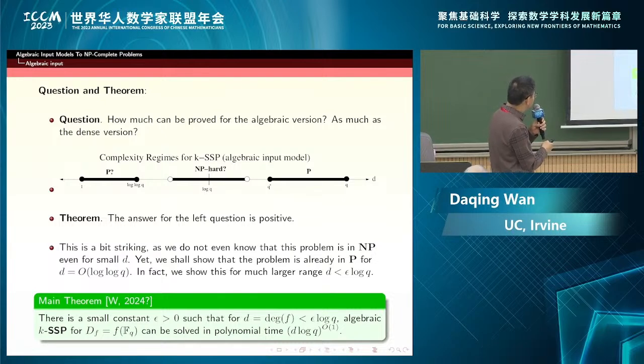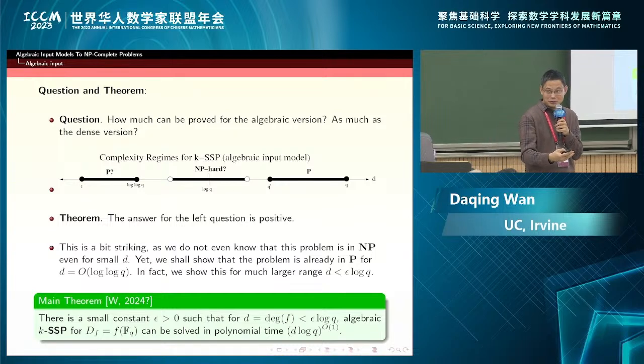So we will show that the answer to this question is actually positive. That is, there's a polynomial time algorithm to solve this problem if D is up to log Q. Now this is a bit striking, because even in this range, we did not previously know that this is in NP. So we cannot prove it's in NP; we just go straight to proving it is in P. Even after I prove it in P, I still do not know how to prove the weaker result that it is in NP. So we prove a stronger result, and we cannot prove something weaker.